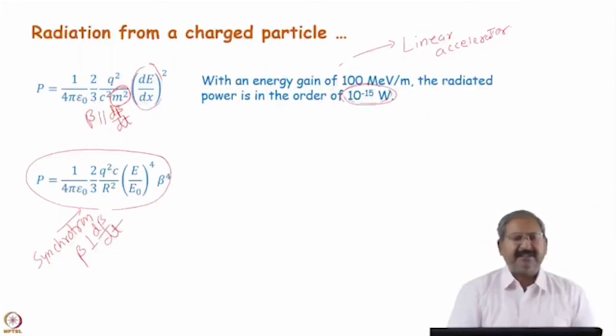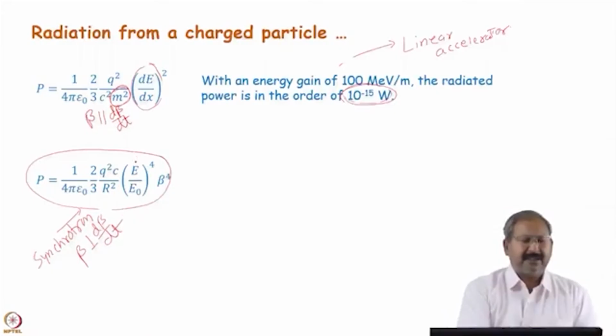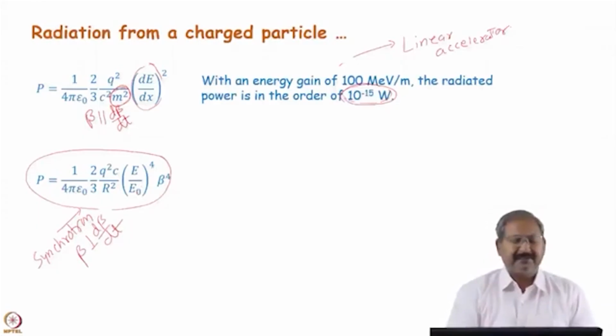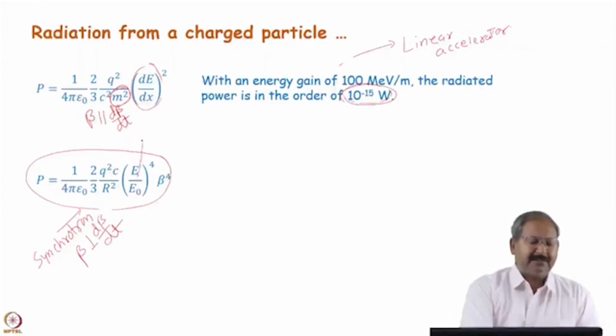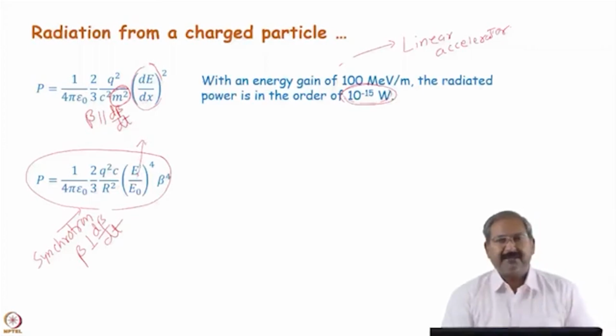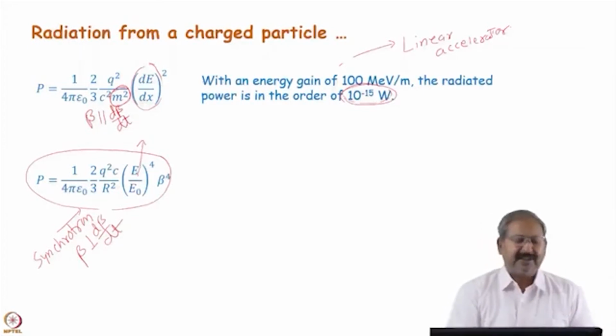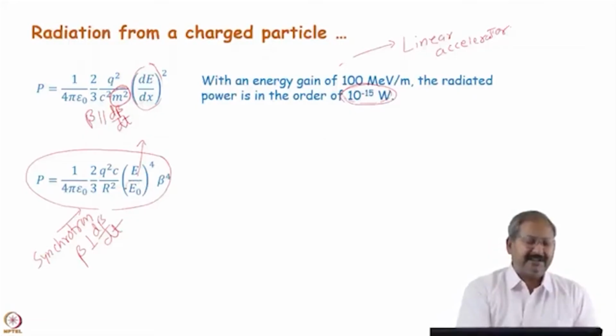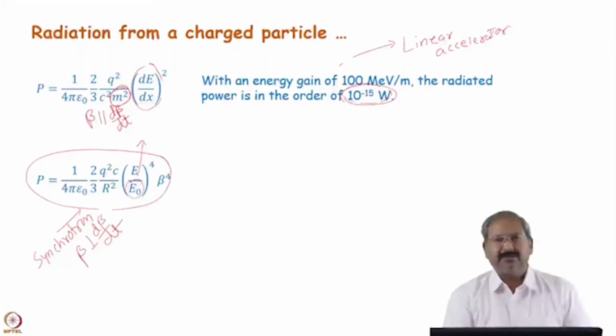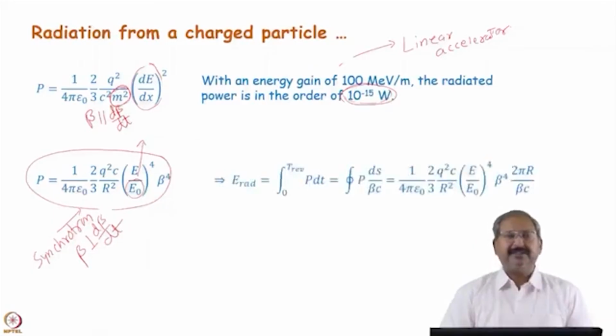Now you can see here, instead of gamma raised to power 4, I have written E by E0 raised to power 4. This defines something. As we raise the total energy of the particle E, radiated power increases enormously. And again, here you can see that E0, the rest energy of the particle, is in the denominator. Means if a very light particle is there, means very small rest energy of that particle, if that particle is radiating, that radiates more.